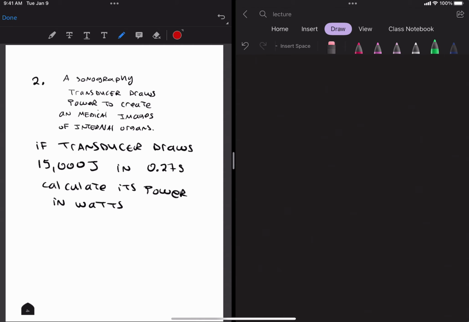So let's try to solve this one. The first number that's given is 15,000 J, or joules, so that's energy, and 0.27 seconds, so that's a time. And we're trying to get the power.